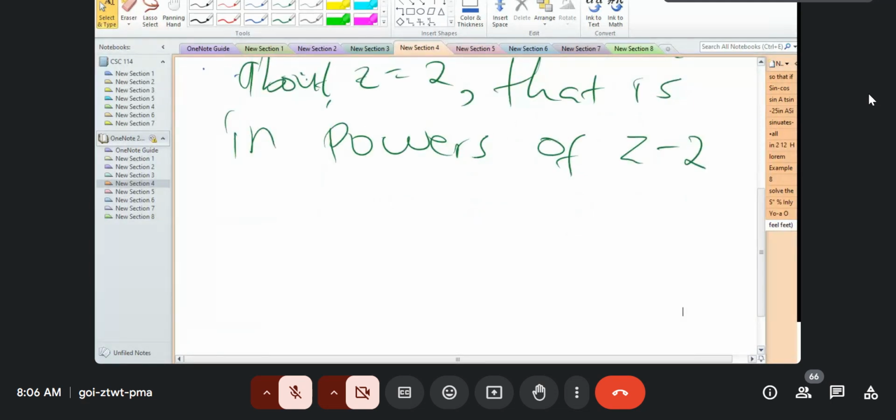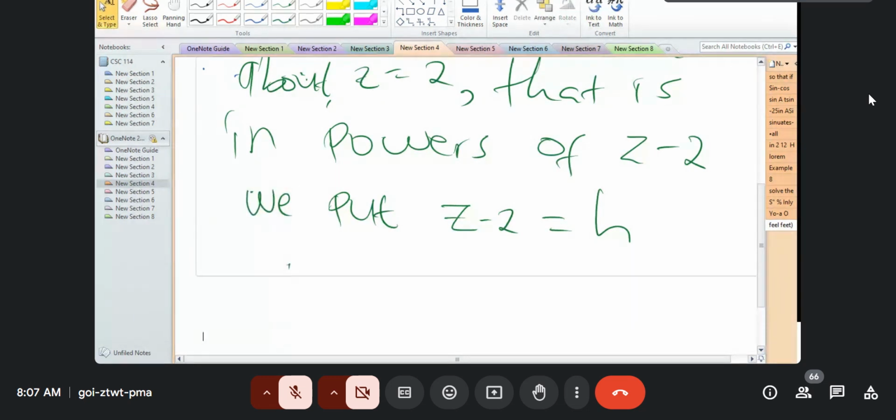The starting point is we put z minus 2 equals h. If 2 was negative, then we would have z plus 2. So if you're expanding in powers of z plus 2, you put z plus 2 equals h. But let's concentrate on this example. We put z minus 2 equals h.